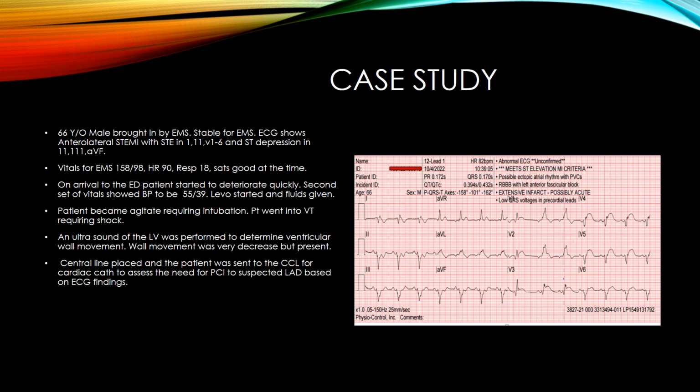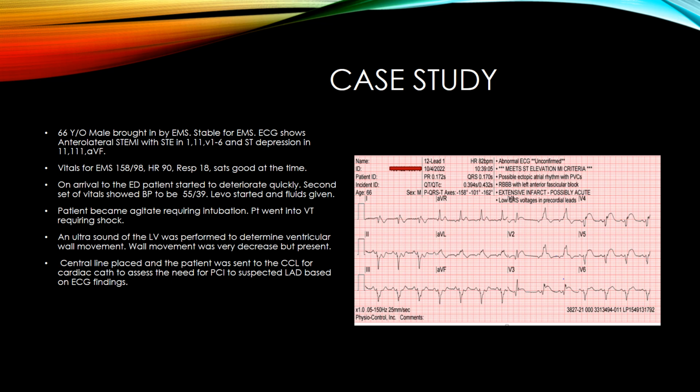The case study that I have for our patient with an anterior MI, some of my EMS have heard this case study already. We have a 66-year-old male who was brought in by EMS. He was stable with EMS. His 12 leads showed an anterolateral STEMI. This is where I said you may see those changes in your anterior and lateral leads with someone that has a blockage in that LAD that's affecting that lateral part of your heart. With our EMS, our vitals were 158/98. Our heart rate was 90, respirations were 18, and his oxygen saturation was fine the whole time.